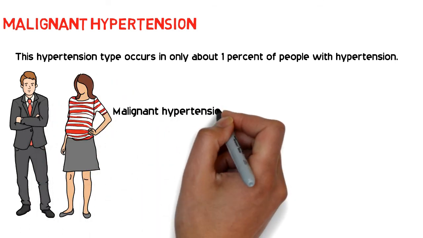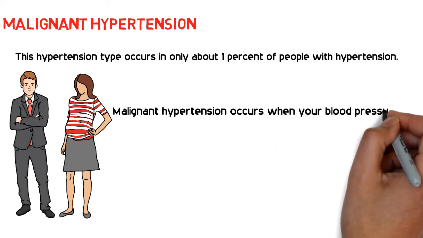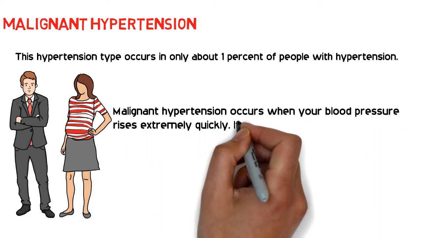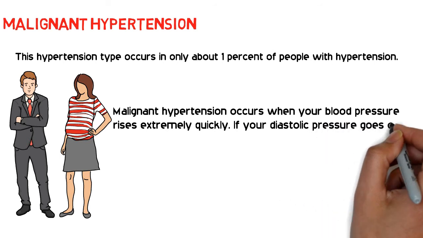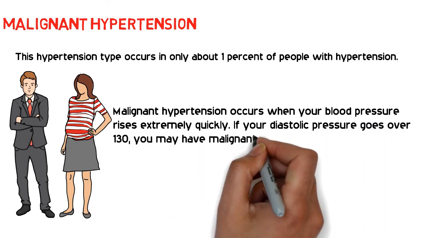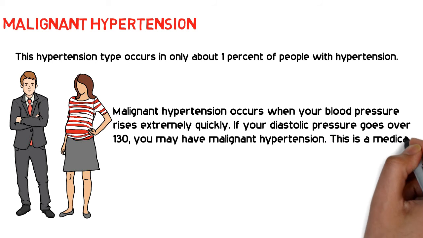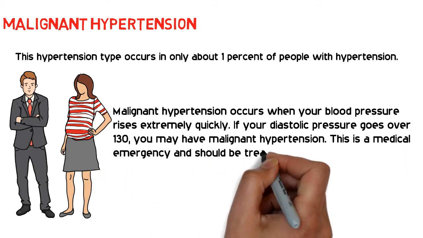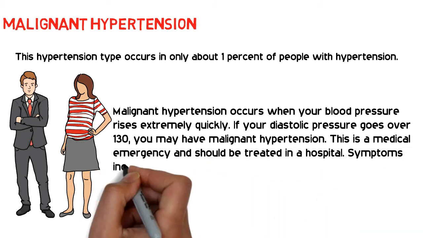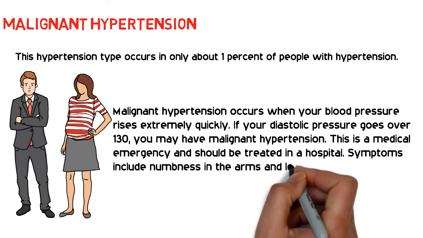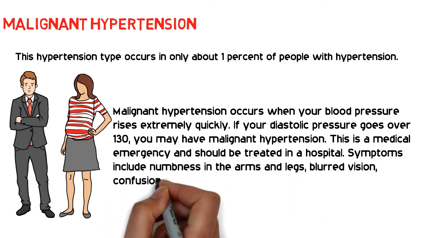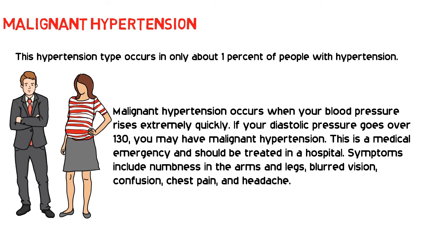Malignant hypertension occurs when your blood pressure rises extremely quickly. If your diastolic pressure goes over 130, you may have malignant hypertension. This is a medical emergency and should be treated in a hospital. Symptoms include numbness in the arms and legs, blurred vision, confusion, chest pain, and headache.